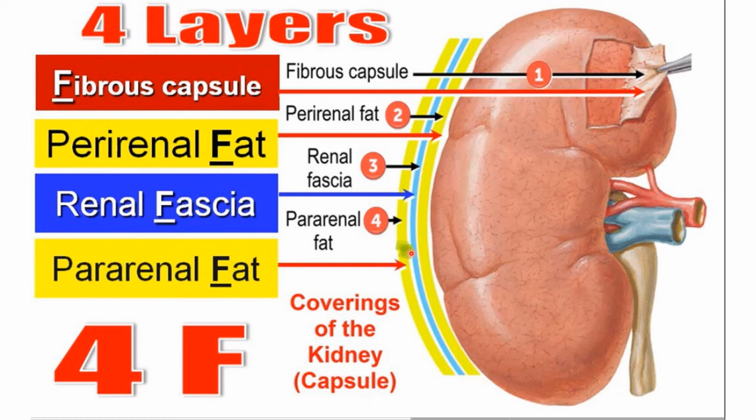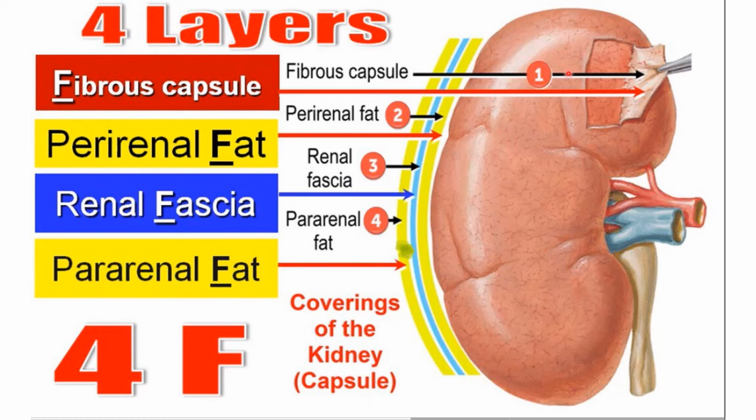Then the fourth one, we have the pararenal fat. The pararenal fat actually separates the kidney from the muscles of the posterior abdominal wall. Again, the kidney has four layers or four coverings. We say there are four F's: fibrous capsule, perirenal fat, renal fascia, and then pararenal fat.